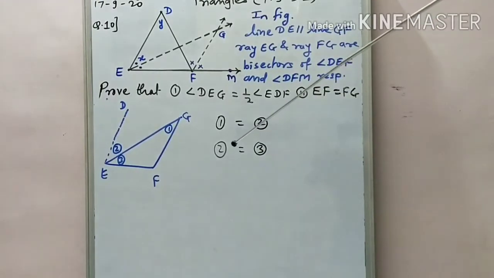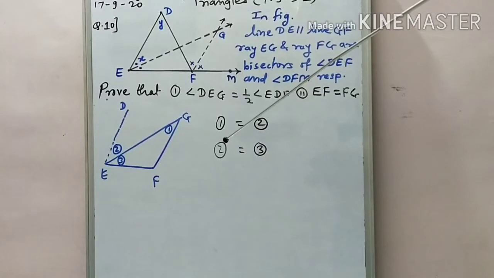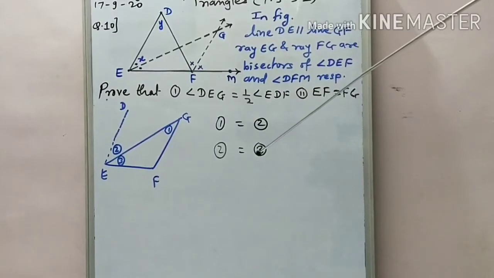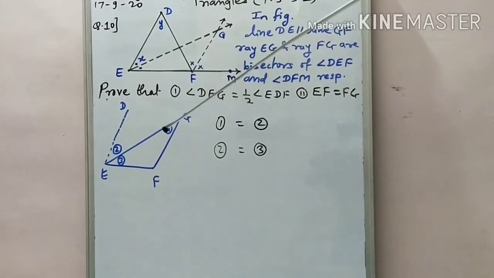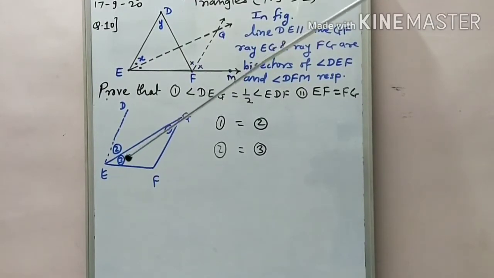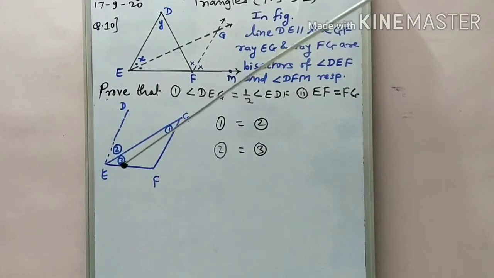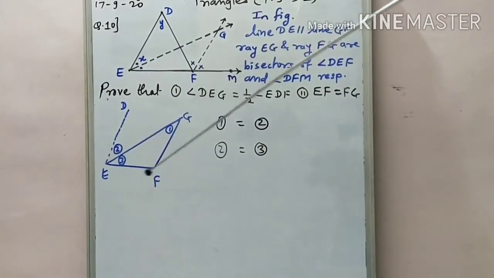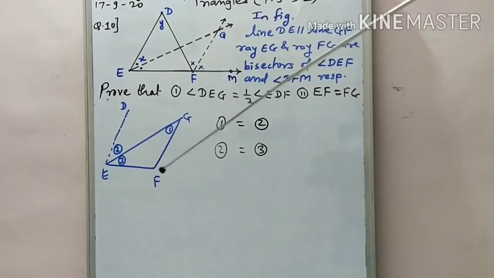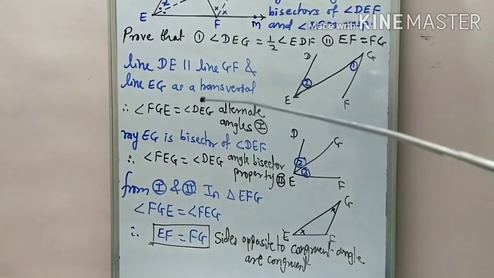Okay, so what are we getting here? Yes, the transitivity property: the first angle is congruent with the second, the second angle is congruent with the third, then we can say the third angle is congruent with the first, means in triangle EFG we get that the first and third angles are congruent. Okay, and the first and third angles being congruent means that the sides opposite to those angles are also congruent, means we can say EF is equal to FG. Like this we prove this.